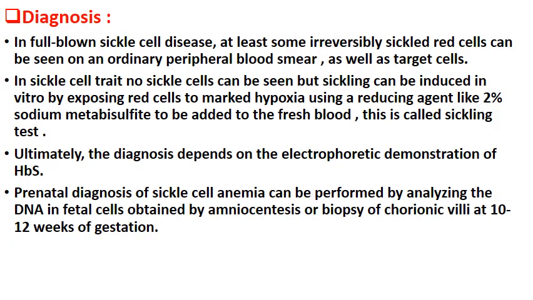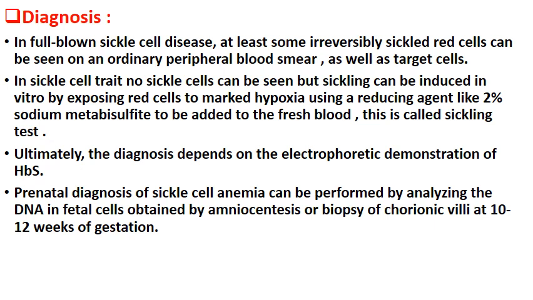disease. In the full-blown picture of sickle cell disease, some irreversible sickle red cells can be seen in a peripheral blood smear, as well as target cells. So in the peripheral blood film, we can see some sickle cells which irreversibly persist in the blood film, in addition to the target cells. This is seen in the full-blown picture of sickle cell disease.